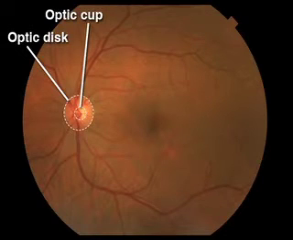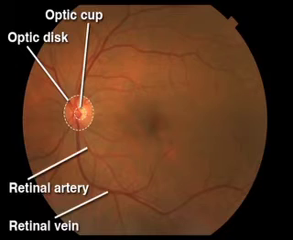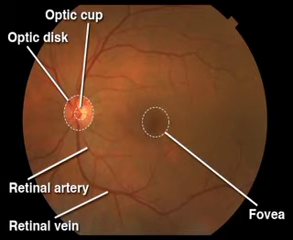The optic cup is a pale central depression in the optic disc. Axons of the retinal ganglion cells exit the retina at the optic disc to form the optic nerve. In the retinal vasculature, veins are thicker and darker than arteries. The fovea is the area responsible for the highest visual acuity.